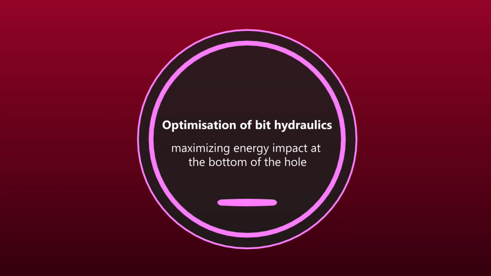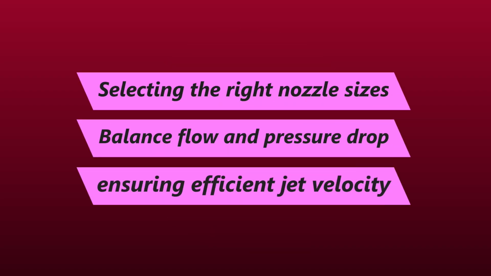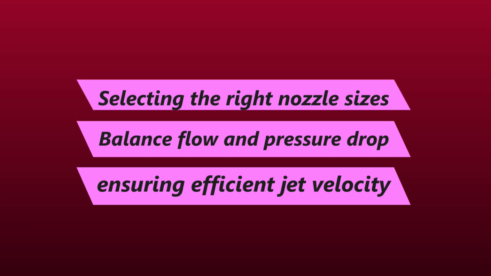Optimization of bit hydraulics focuses on maximizing energy impact at the bottom of the hole. This involves selecting the right nozzle sizes, balancing flow rate and pressure drop, and ensuring efficient jet velocity. The objective is to enhance bottom hole cleaning, prevent bit balling, and improve drilling efficiency without exceeding pump or formation pressure limits. Even small adjustments in flow rate or nozzle configuration can significantly affect overall drilling performance.